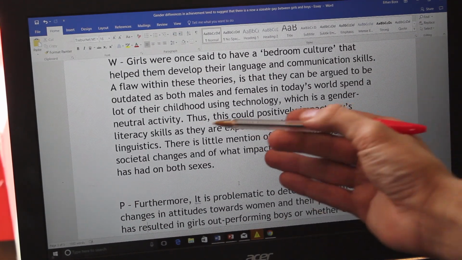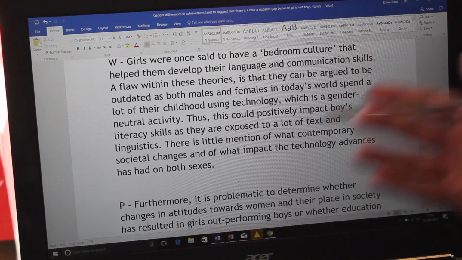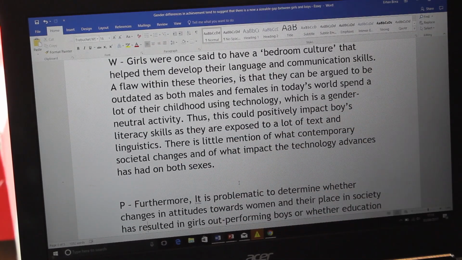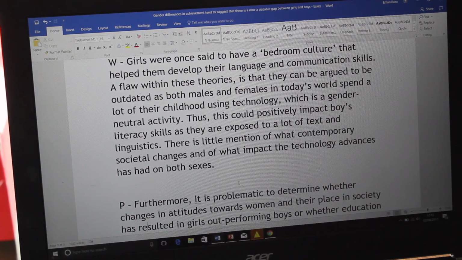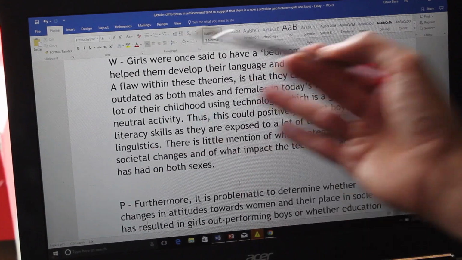But back to this. Thus, this could positively impact boys' literacy skills as they are exposed to a lot of text and linguistics. So what I'm saying is that because they're shifting towards using technology quite a lot, they're constantly interacting with text, and that could actually boost their skills. Linguistics, not so much. Maybe that has a detrimental effect on both sexes.